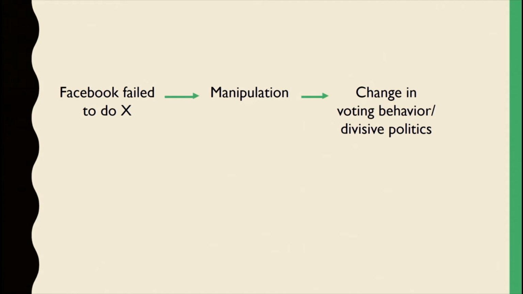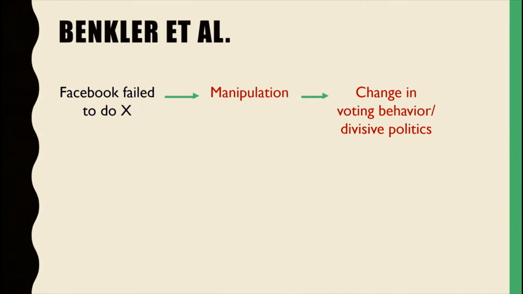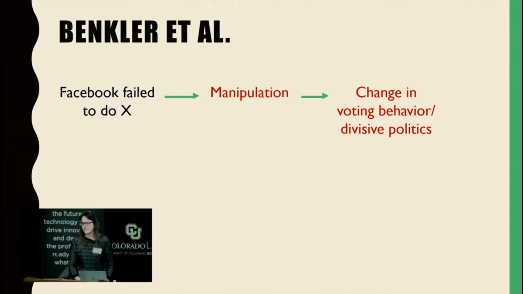Okay, so the basic model that I'm working with is that Facebook has failed to do something. We don't need to say specifically what right now, but it led to manipulation, and I'll talk about that later, but I'm also not going to define that right now. And then that led to some kind of change in people's attitude or political engagement or something that we find troubling. And Benkler's book mostly agrees with the second and third part, that politics have gotten more divisive, and beliefs have gotten wackier.